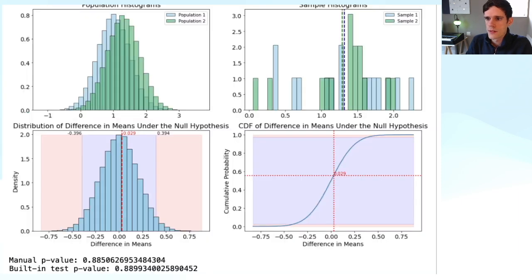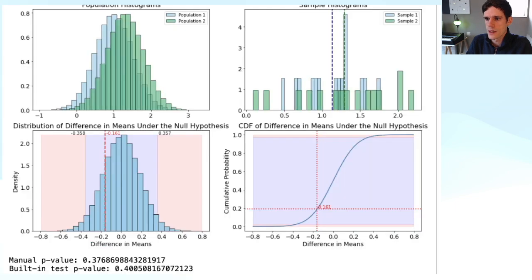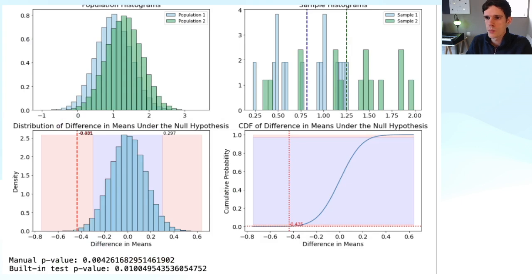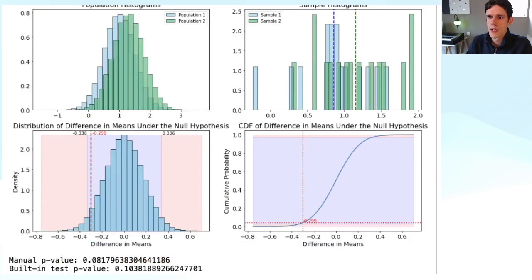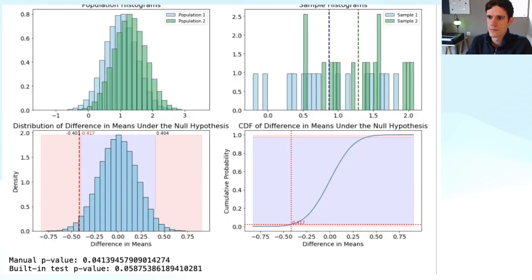So if we run this cell over and over again, and keep track of this red line, then we see that sometimes it will lead us to reject the null hypothesis and make the right conclusion, but sometimes it will still fall within the bulk of the histogram, leading us to the wrong conclusion, namely accepting the null hypothesis.